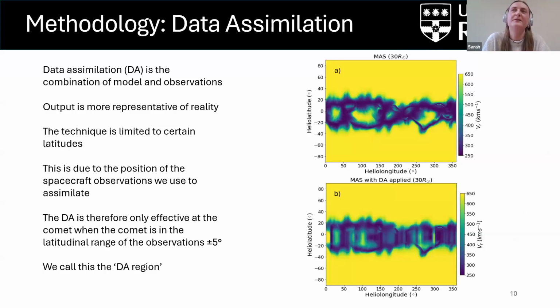That doesn't necessarily mean that the model's then inaccurate at higher latitudes, just that it reverts back to using the model without data assimilation. So I'm now going to refer to this as the DA region, which is when you can use data assimilation in the model output.